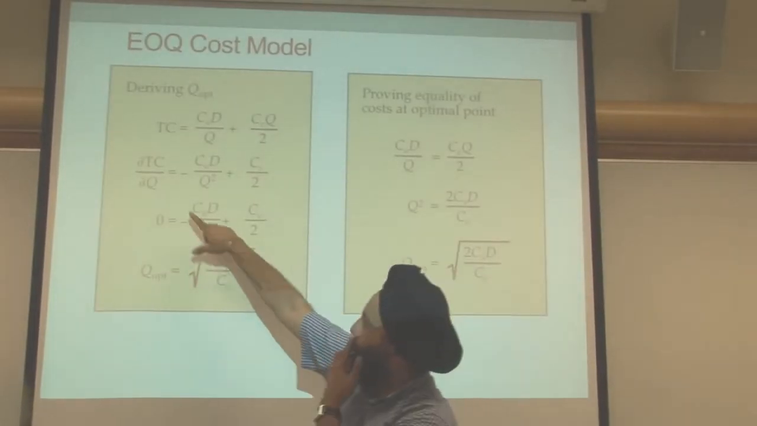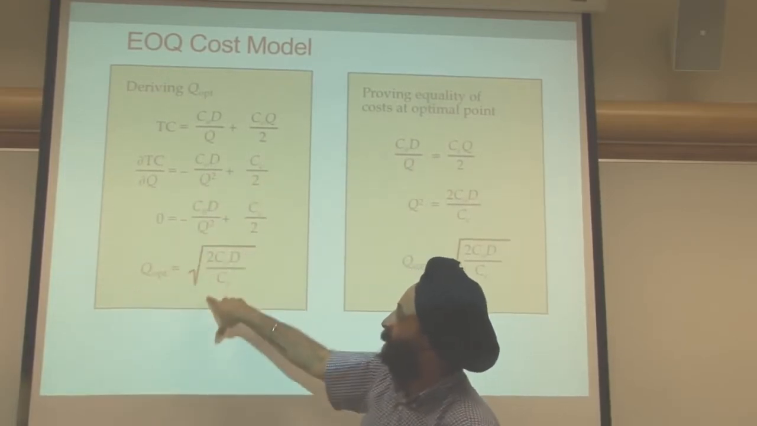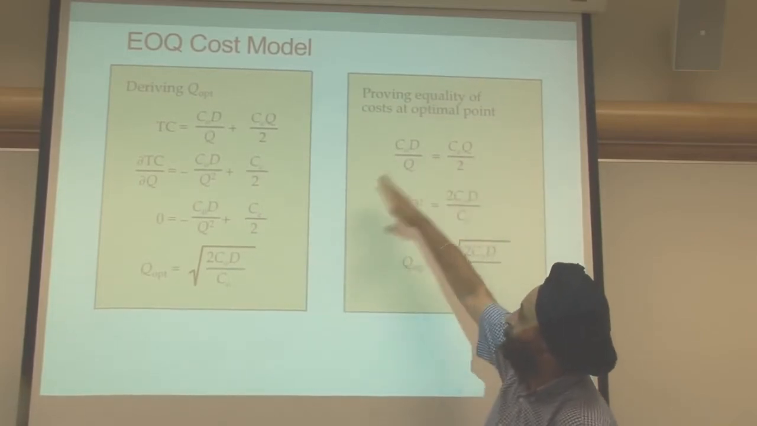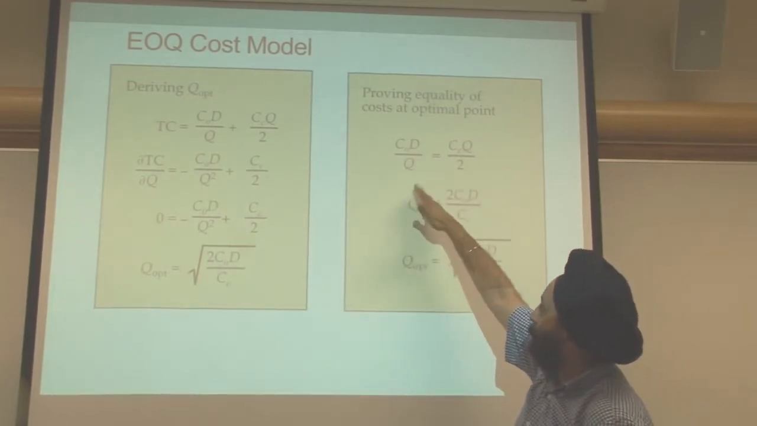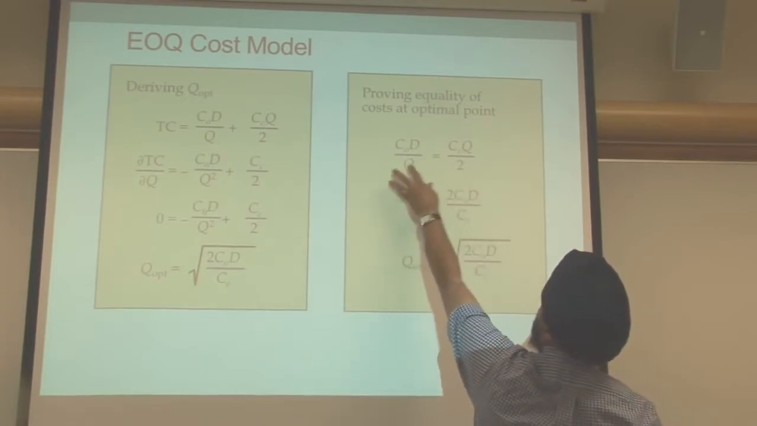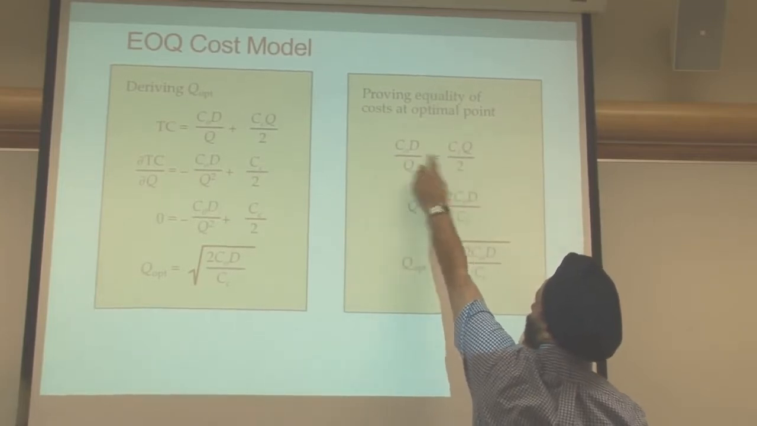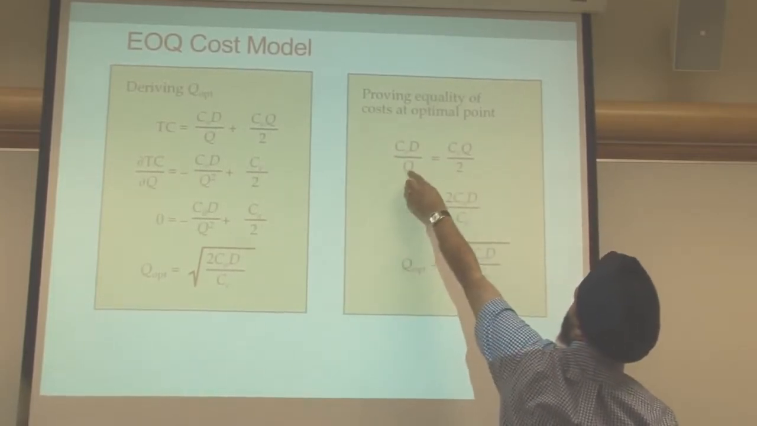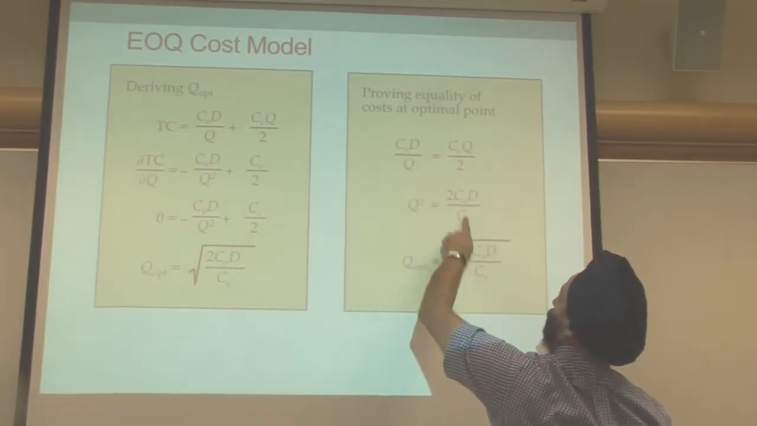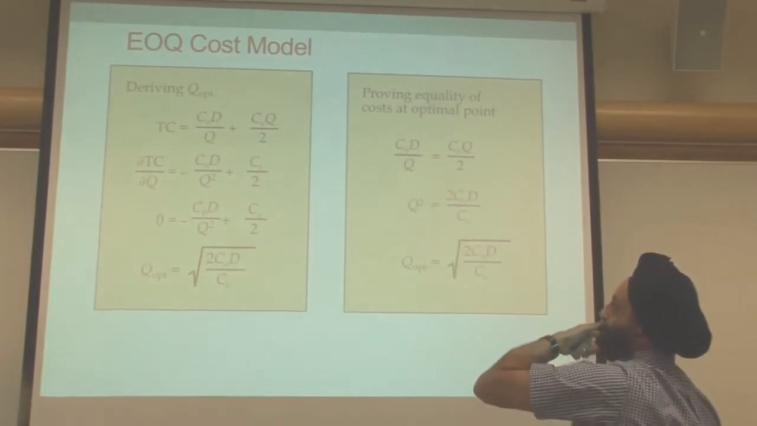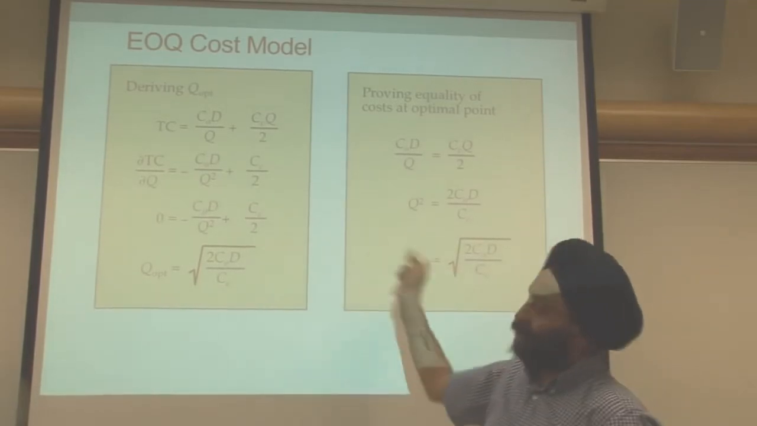Okay, and in this case, when you take the derivative of that, it is minimized at this level. Or you can equate these two, proving equality of cost at the optimal point. When you equate these two numbers and take the unknown Q over on this side, CC goes in the denominator and 2 goes in the numerator. So you have Q squared equals 2 times CO times D divided by CC, and then Q optimal is the square root of this term.